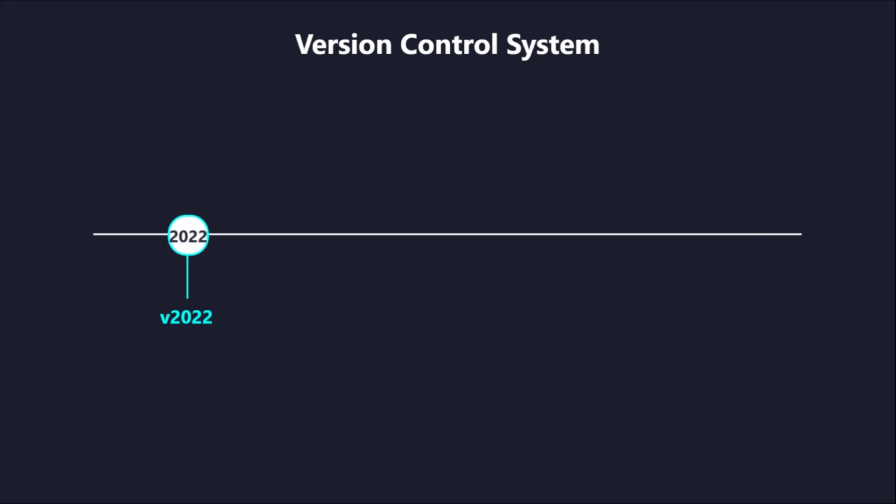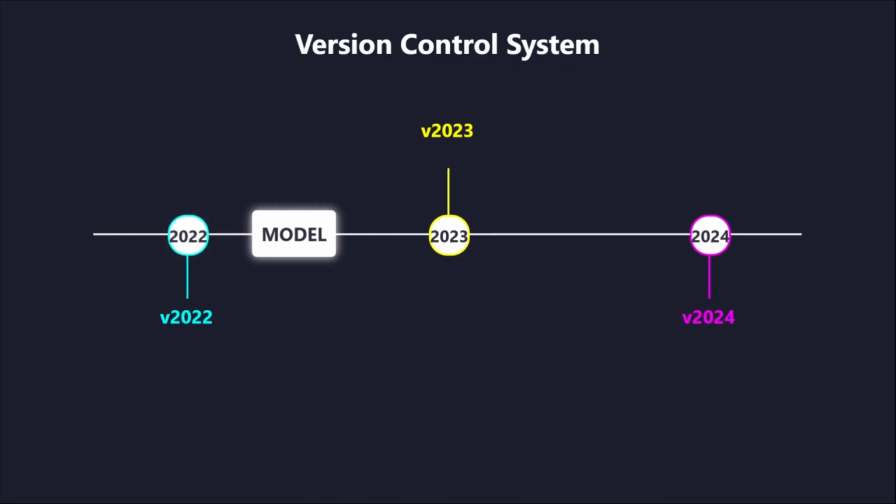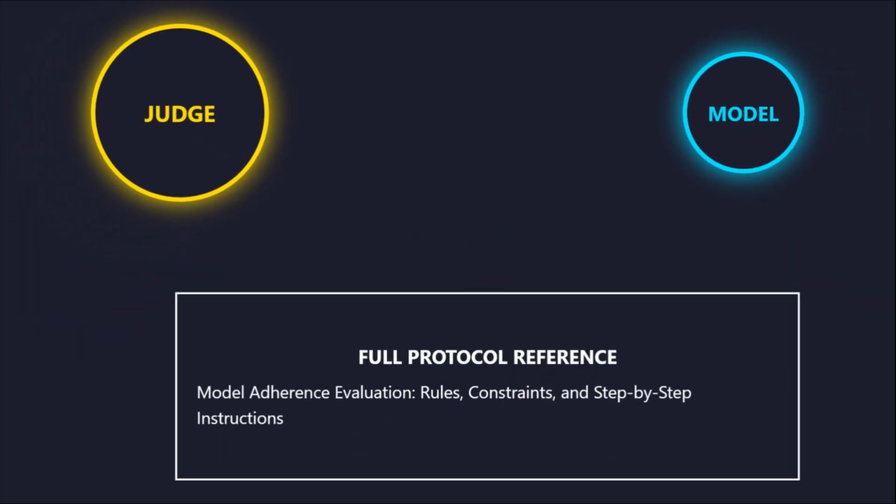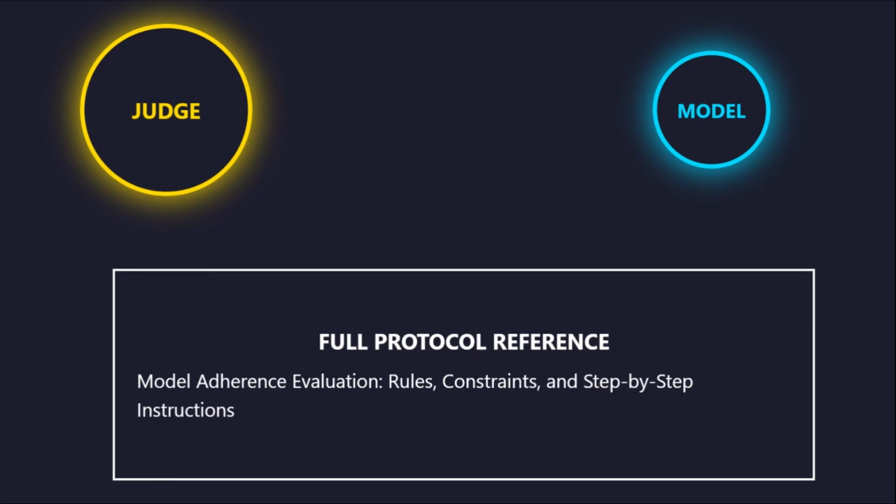Protocols change annually. Implement a version control system for your ground truth data to ensure the model is always evaluated against the most current medical standards. Use a more powerful model as a judge to evaluate the adherence of a smaller, faster model. Provide the judge with the full protocol text for reference.